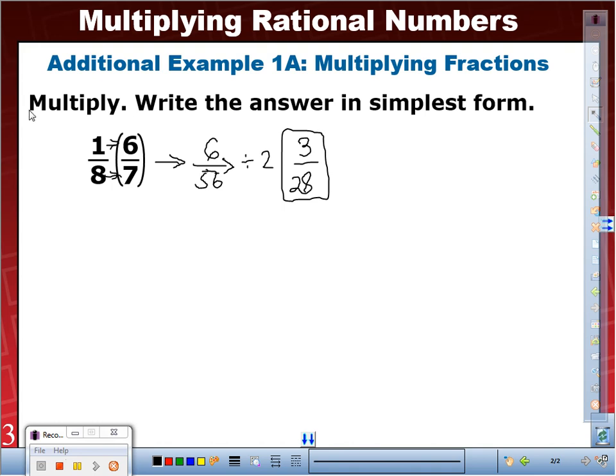Okay, still another one. Example 1Q. Do this one by yourself. 3/9 times negative 2/8. See what you get. Go.